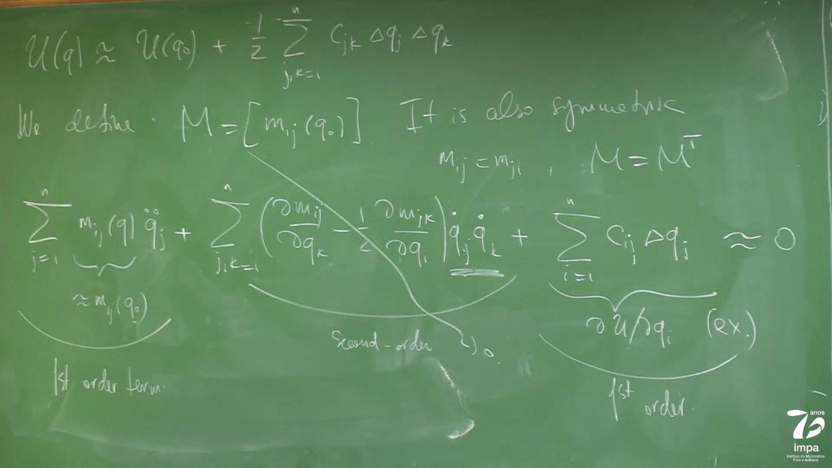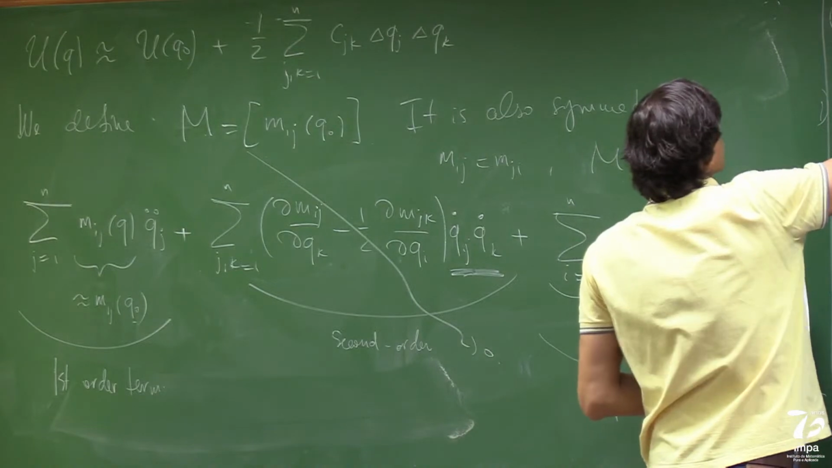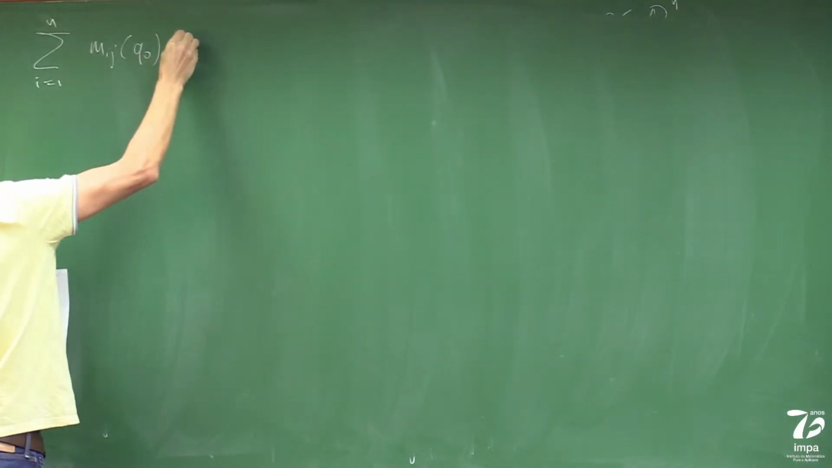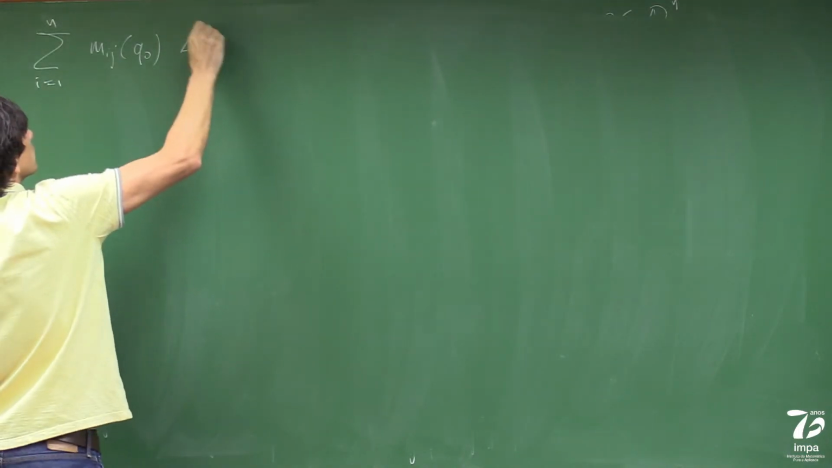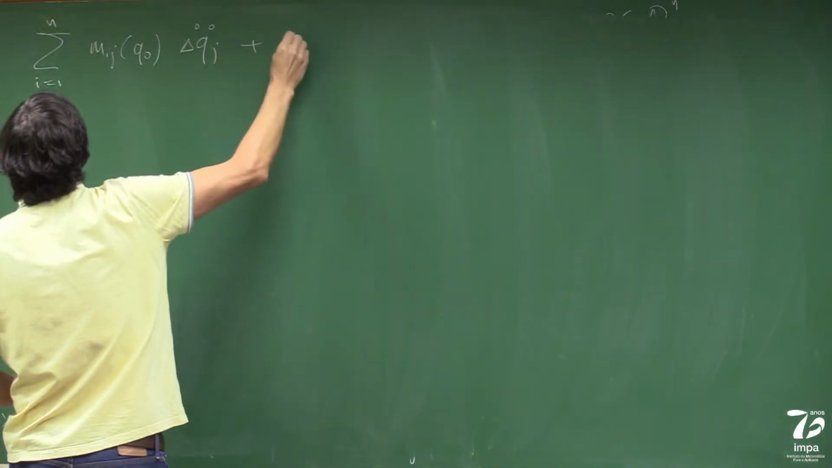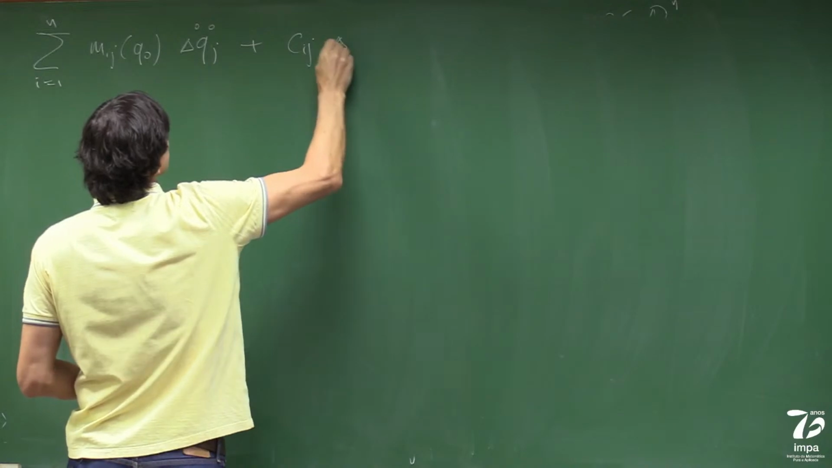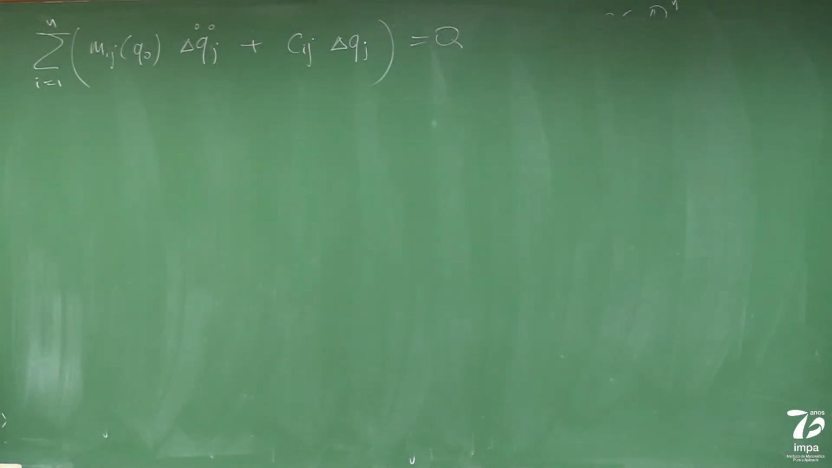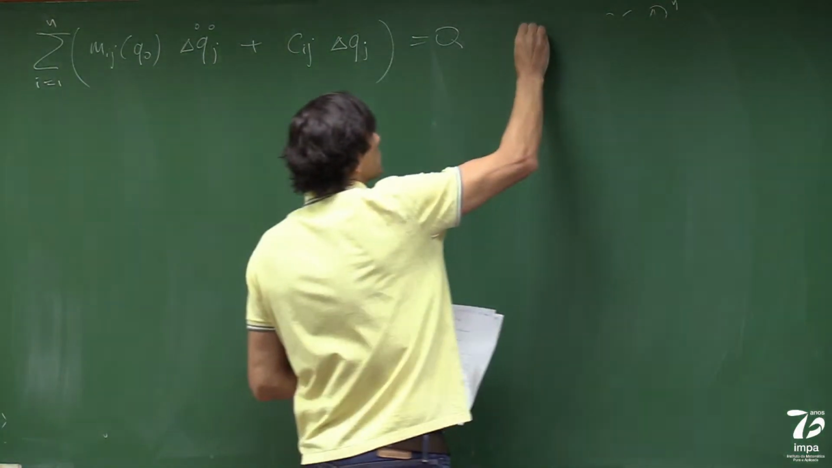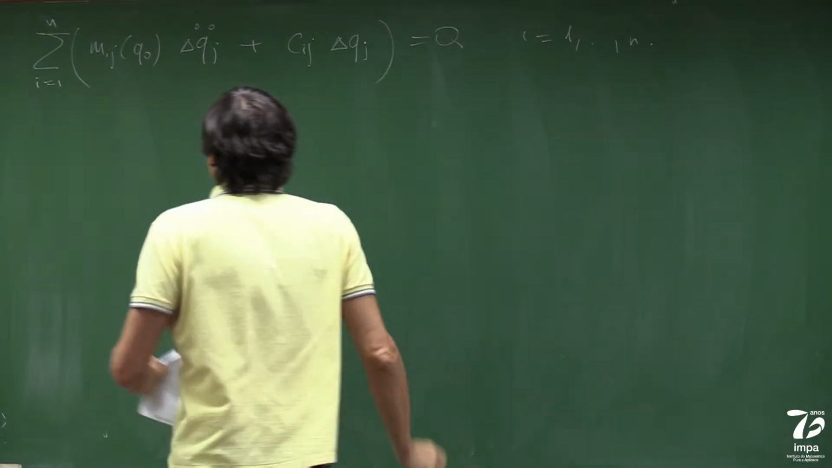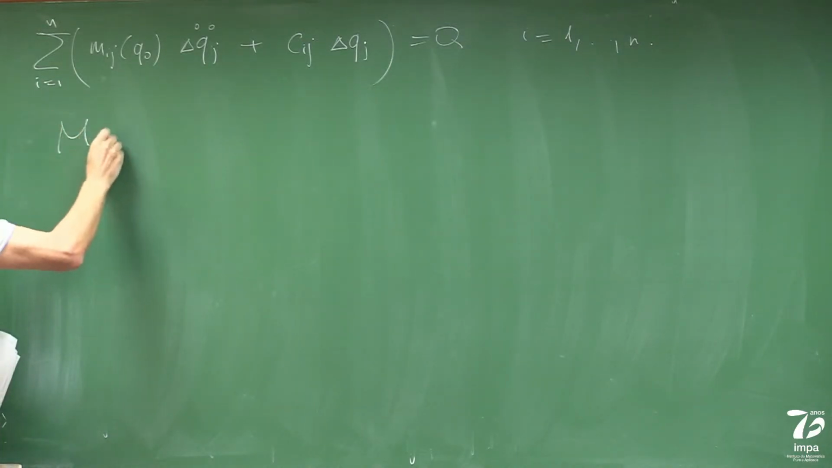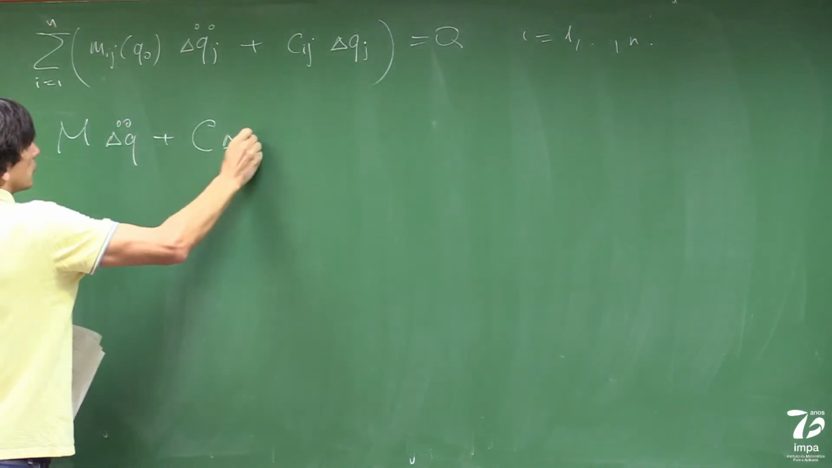Finishing. Just have to write the result. So then we get a result. We have approximately this system. We can put delta here, that doesn't hurt. Plus the same sum. And we can put it in vector form. This should be satisfied for all i. But you see that this is the M matrix, this is the C matrix, so you can just write it in vector form: M delta q double dot plus C delta q equals 0.